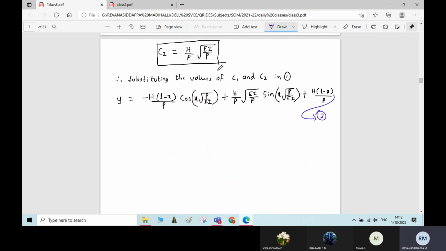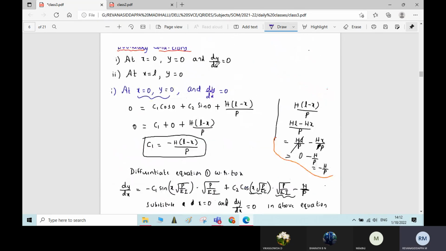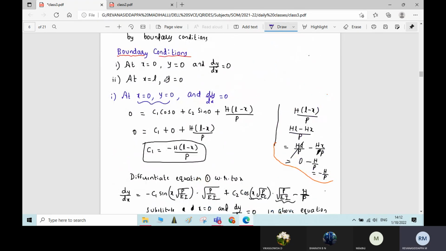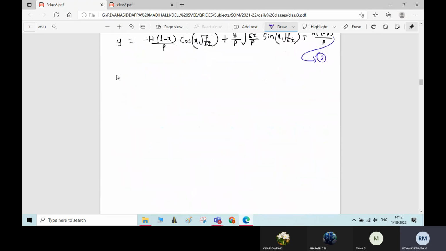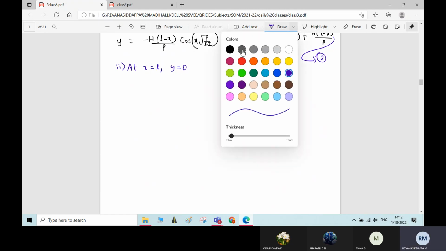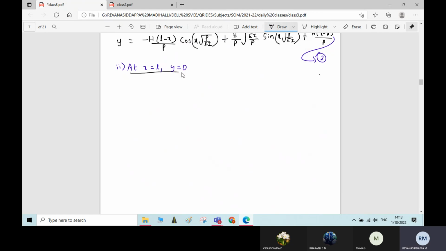Now we are left with one more boundary condition, that is the second boundary condition at x equal to L, y equal to 0. Now applying the second boundary condition, that is at x equal to L, y equal to 0, for equation 2, let's see what you will get.